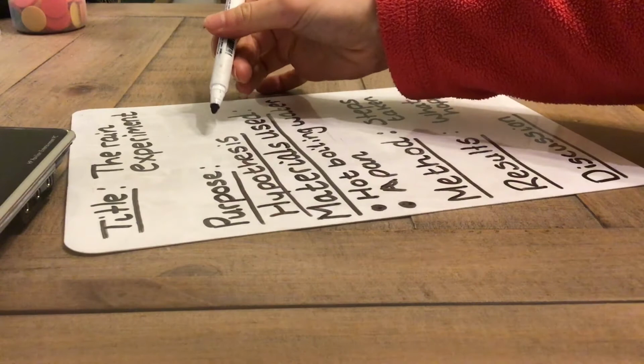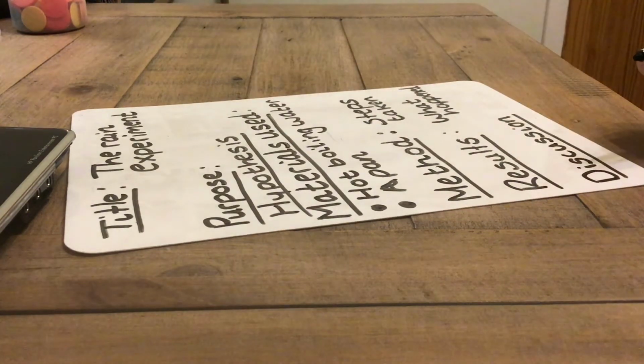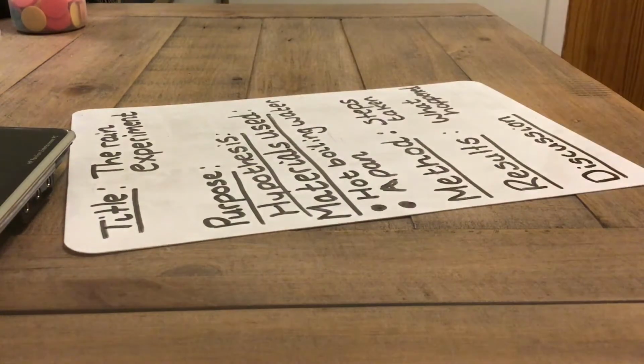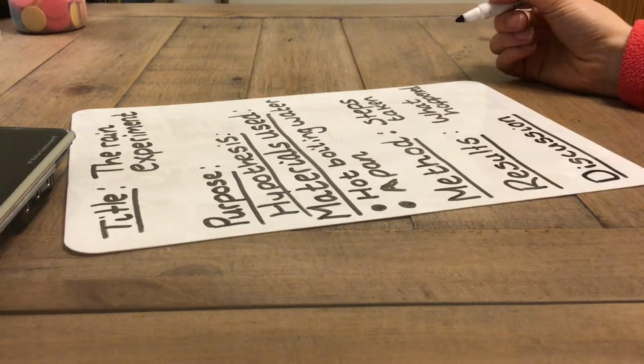So the reason that is because you need to predict what you think is going to happen. So in the experiment, I did ask you to stop and think, what is going to happen here? And that is your hypothesis. So have a think about what you thought was going to happen. What did you think was going to happen when the water was getting hot? What did you think was going to happen when the hot water hit the cold surface? And what did you think was going to happen when the water started gathering on the cold surface? That is where you write your hypothesis.